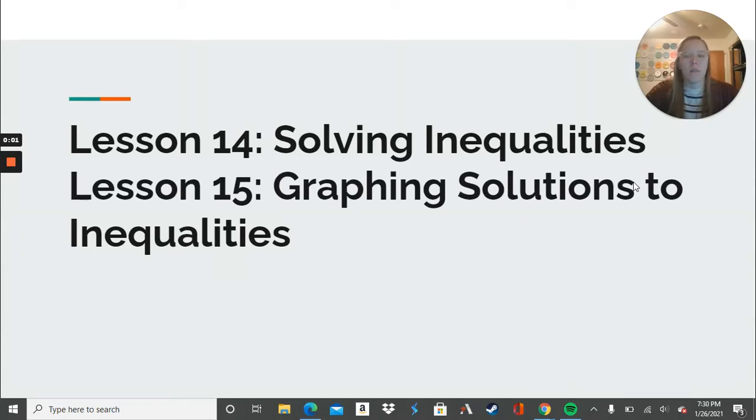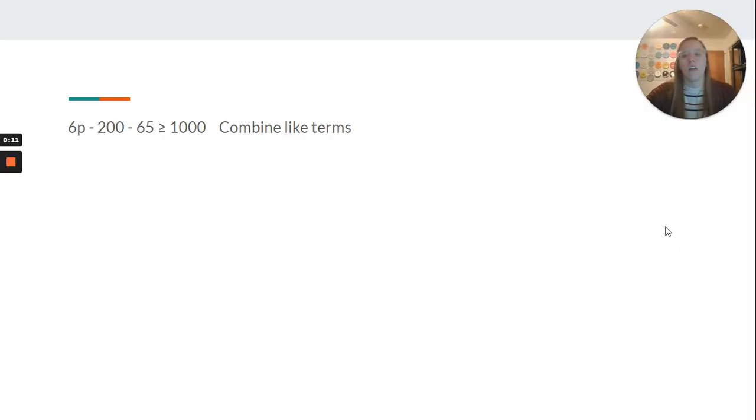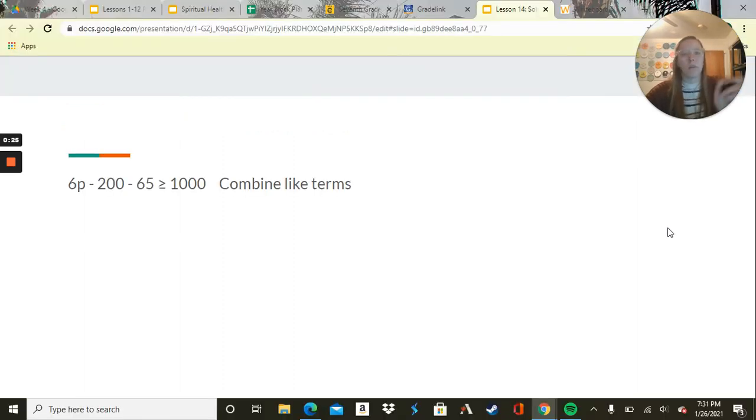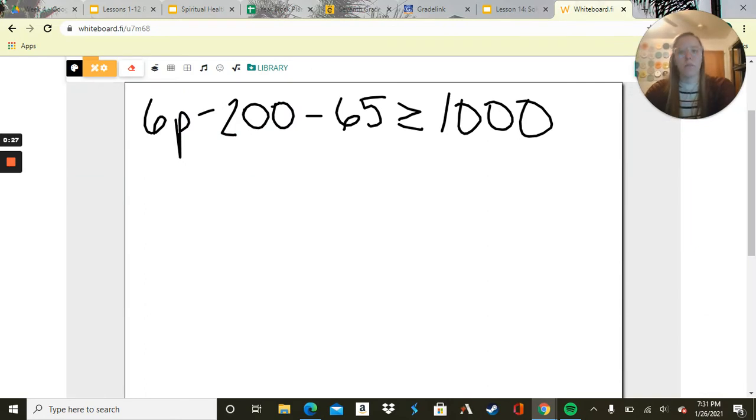7th graders, we looked at inequalities and properties of inequalities yesterday. Today we're going to do some more work with solving them and then graphing the solutions of our inequalities. So we have an inequality statement, 6p minus 200 minus 65 is greater than or equal to, that's what the line underneath means, 1,000. So we're actually going to go to the whiteboard and work through this problem.